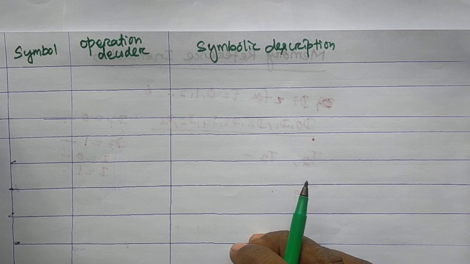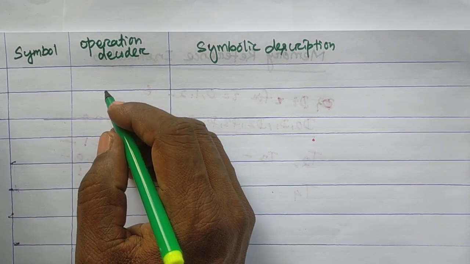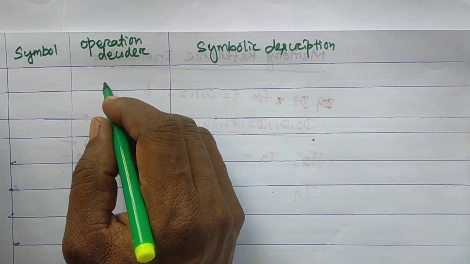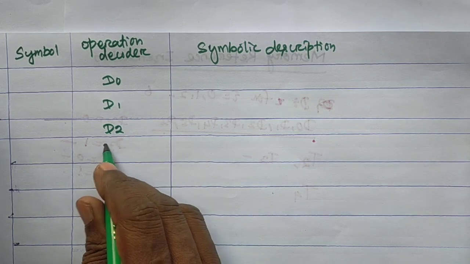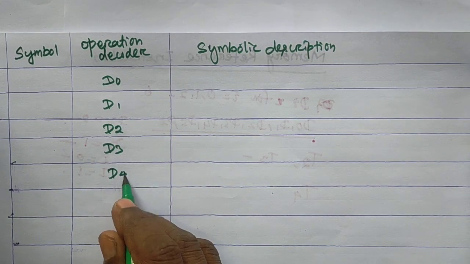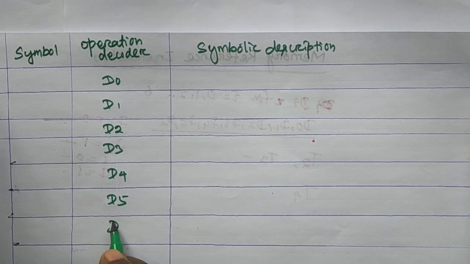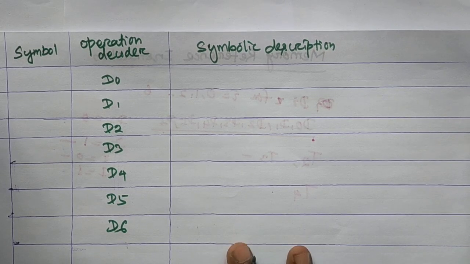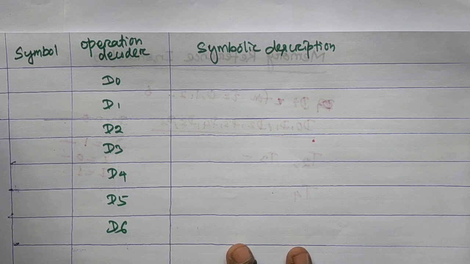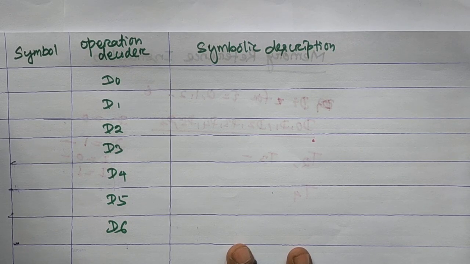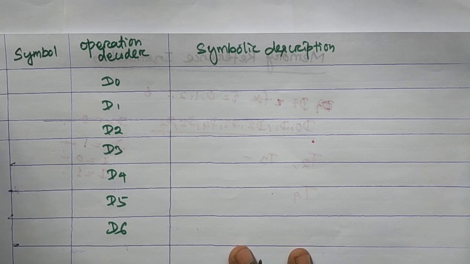Different kinds of operations we can go through. Let us consider the memory reference. We know that we can use different symbols: D0, D1, D2, D3, D4, D5, D6. We have already discussed that D0 to D6 are for memory reference. Whenever we go through these different decoders, we will see what kind of symbol we use.